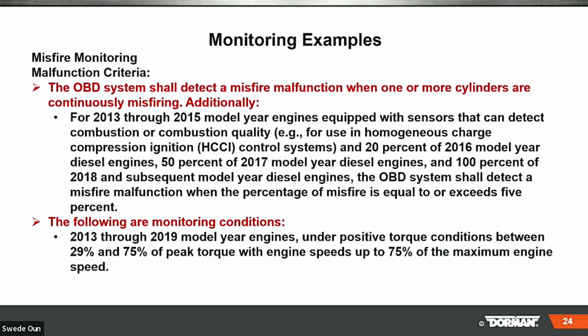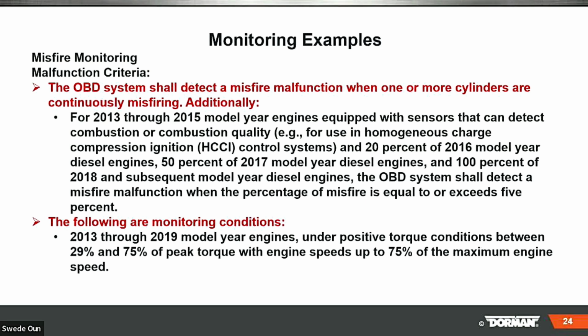20% of 2016, 50% of 2017. And here we go again with the phase-ins, okay? 100% for 2018 and subsequent model years. And again, the reason you have those phase-ins is that you're trying to please a whole big industry out there, and you want to give manufacturers enough time to work out all the bugs.